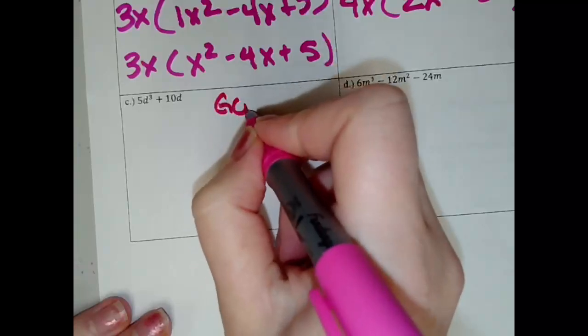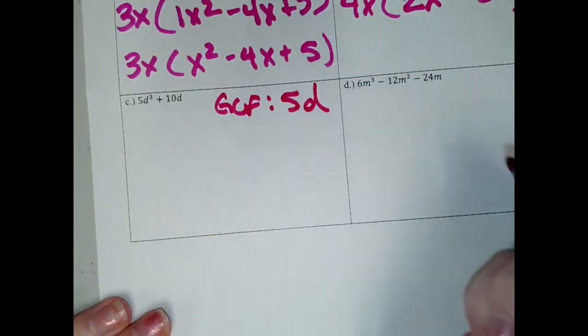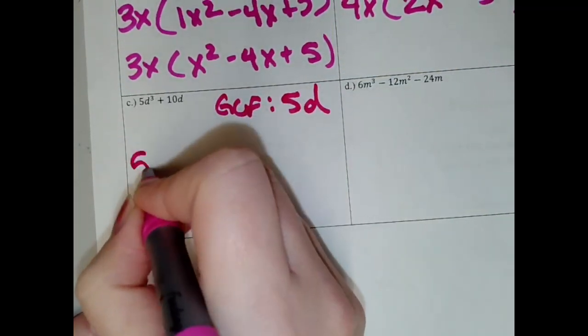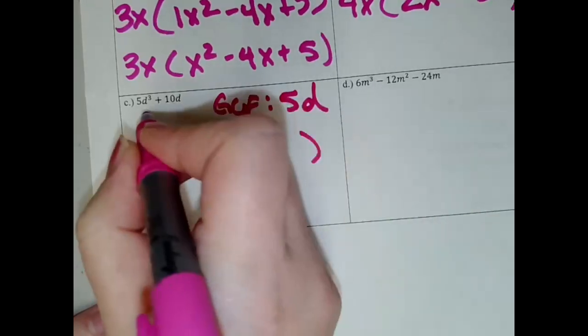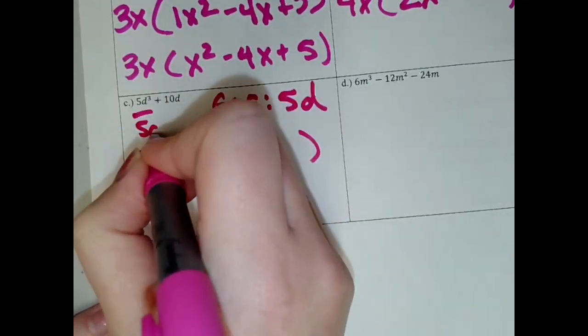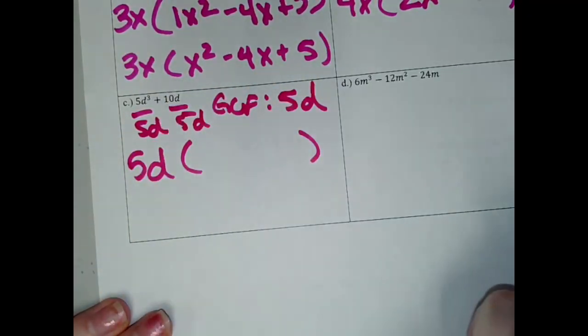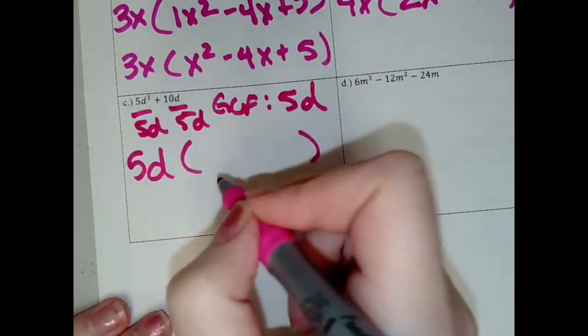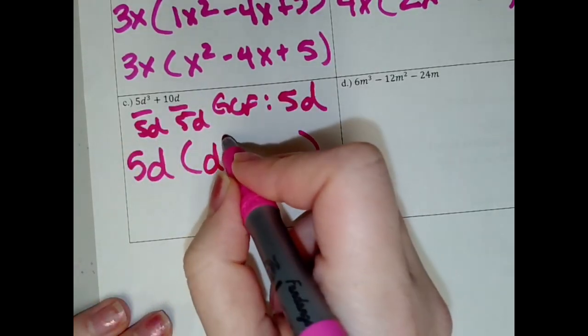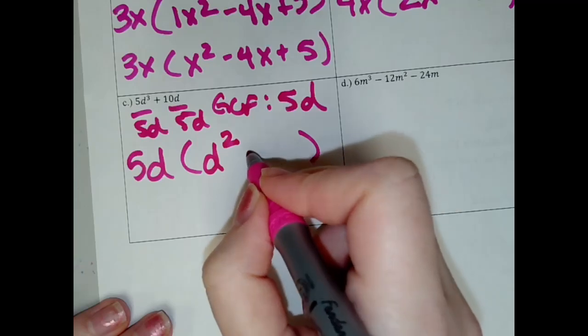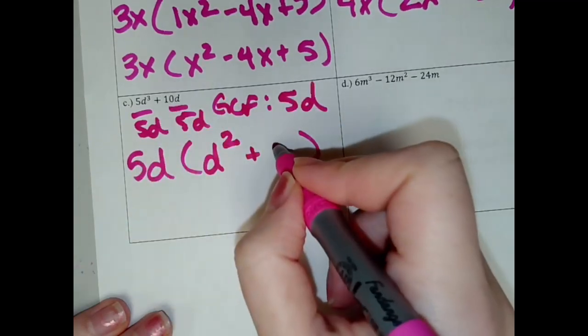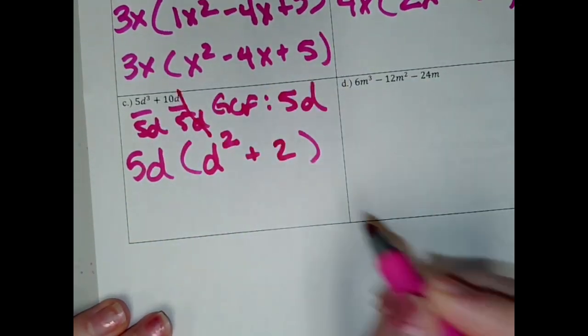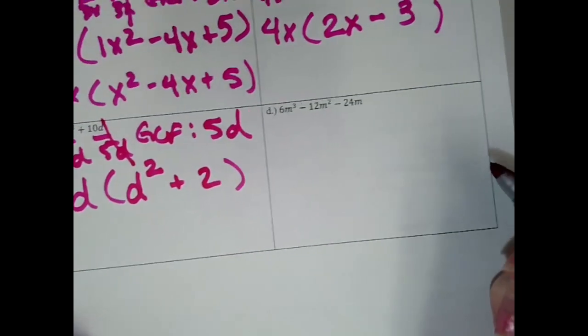Here, GCF, both divisible by 5. Pull out the lowest power since they both had a d variable. Divide each by 5d. If it helps to write it, go for it. If not, leave it off. The 5's cancel to 1, and then d cubed divided by d is d squared, plus 10 divided by 5 is 2, and the d's cancel. So that would be my factored form.